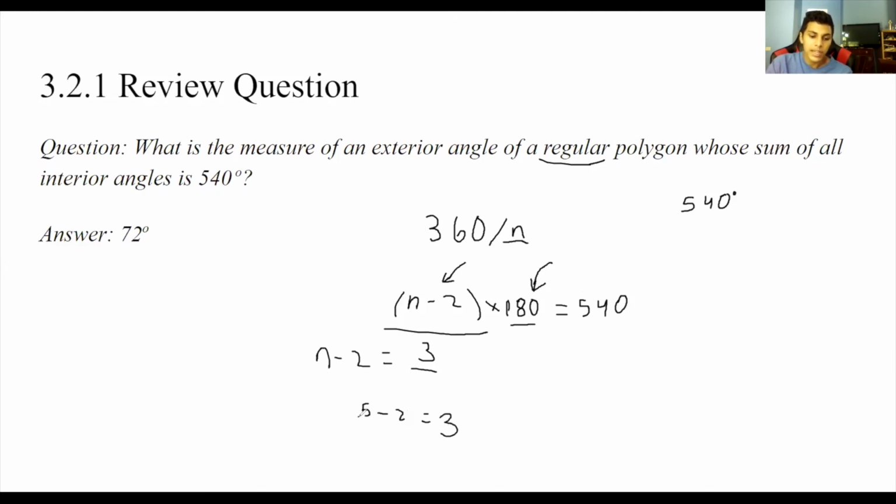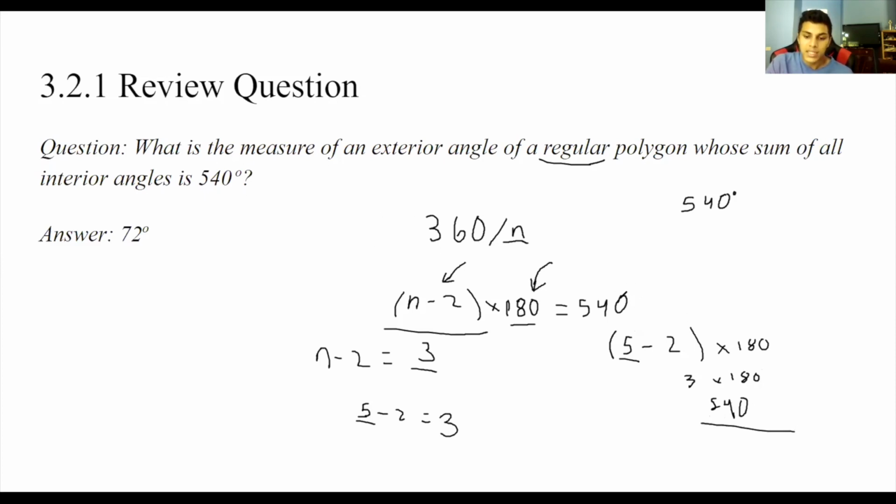So since I know that n is 5 now, and if you're ever unsure about this, you can always plug it back into the equation to make sure it works. So I'm actually going to do that first before moving on. If I plug in 5 minus 2 times 180 and simplify this, I get 3 times 180, and then I get 540. So I know that 5 is the correct value of n because I just plugged it back in, and it got me 540 degrees in this shape.